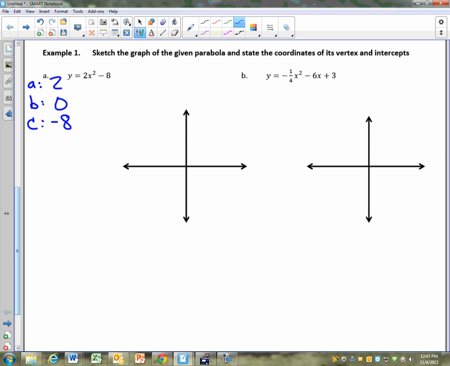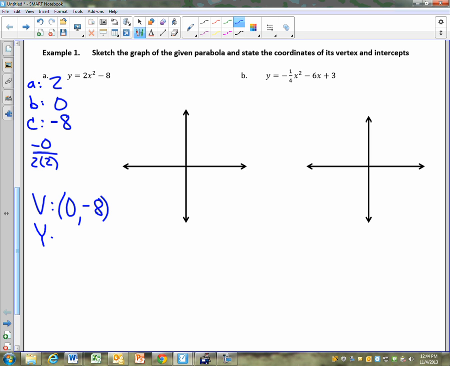Well, in order to figure out the vertex, I do negative b, or negative 0, divided by 2 times a. What is negative 0 divided by 2 times 2? 0. So the vertex has an x value of 0. How do I get the y value? Plug it back in. 0 squared is 0, times 2 is 0, minus 8 is negative 8. That's your vertex. That's how I do it. Negative b divided by 2a, and plug it back in.